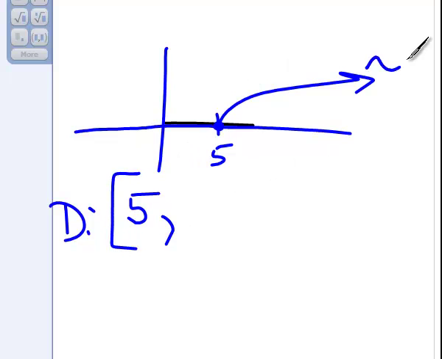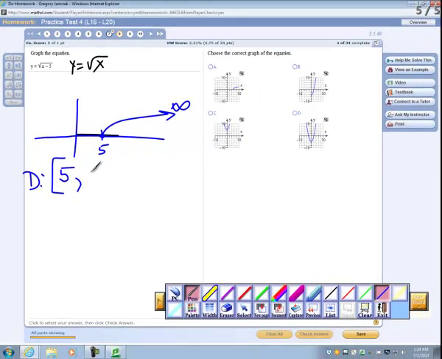And this is going to go on to infinity, right? Now, is infinity open or closed? Infinity is always open. It has a parenthesis, right? Good. Now, how about the range?